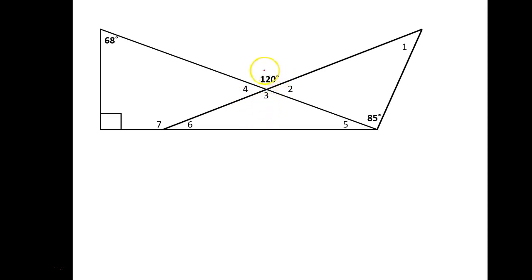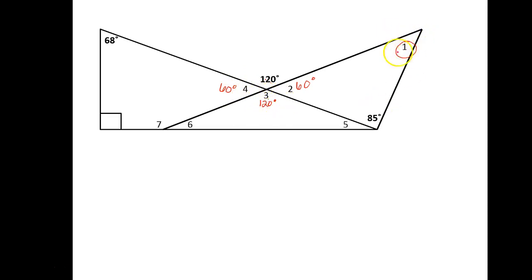Like here, I see a 120-degree angle. I know angle 2 would have to be 60 degrees, right? Straight line, and it is a linear pair, so these two add up to equal 180. Also, I know that angle 3 would be 120 degrees. I can see vertical angles, and they're always congruent. Or I could do 60 and 120 is 180. And here I know angle 4 is 60 degrees. So I can fill it in in many different ways.